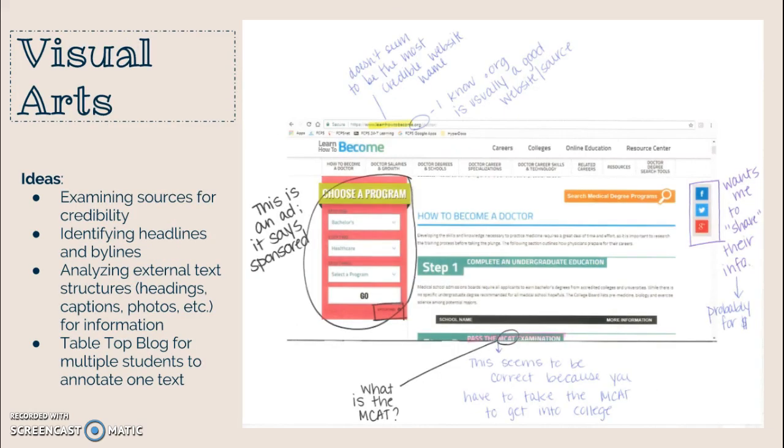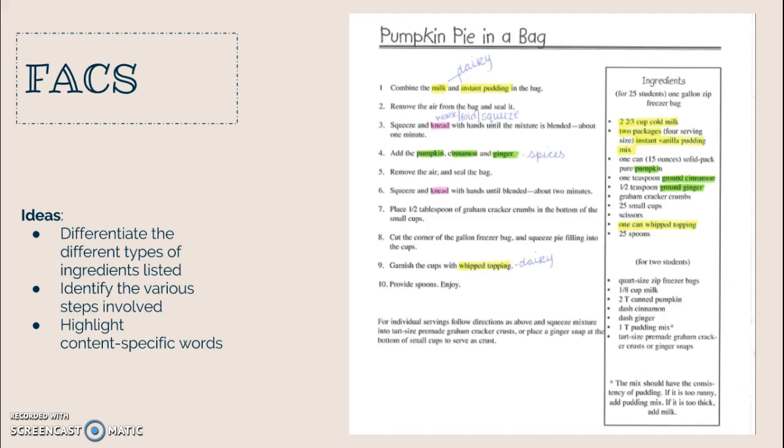For visual arts classes such as journalism, annotating can be used for students to analyze sources to determine credibility. Students could participate in a tabletop blog to give feedback to their peers about the validity of a specific source. When it comes to family and consumer science, students can again use highlighters to annotate and note the different ingredients that are needed for a recipe. In this case, the word need would be helpful to define prior to cooking for those students who may be unclear of what that vocab term means.